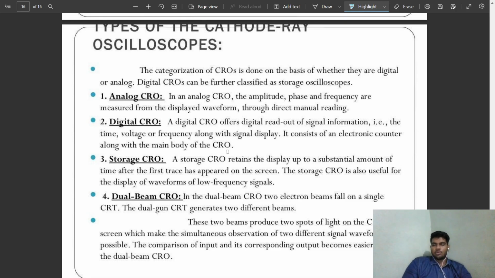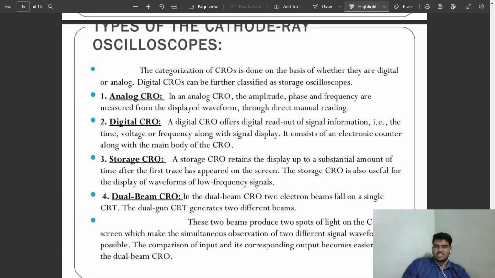Nowadays, I don't know the exact model, but we can see oscilloscopes with readout information. When we insert a pen drive, we are able to record the signal into it. A storage CRO keeps the display up for a substantial amount of time after the signal has appeared on the screen. Storage CROs are also useful for displaying low frequency signal waveforms. When the signal is of low frequency, we won't be able to see the exact waveform of it. That's why here we store and then amplify the signal so that we are able to see it.